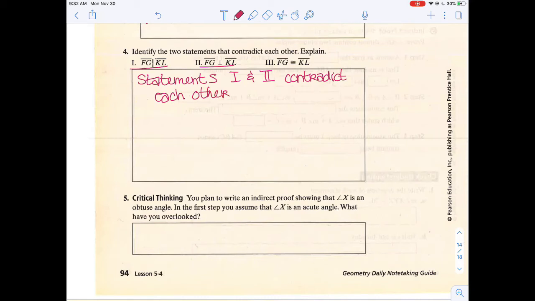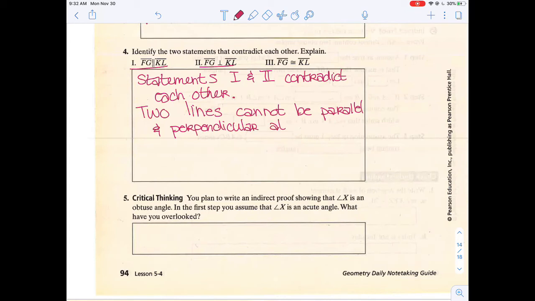And then it also asks us to explain why. So we're going to say two lines cannot be parallel and perpendicular at the same time.